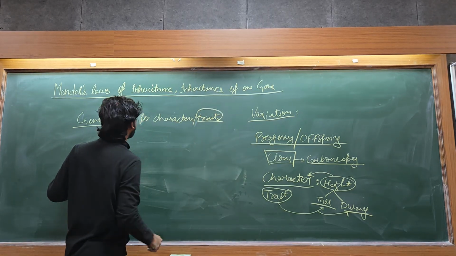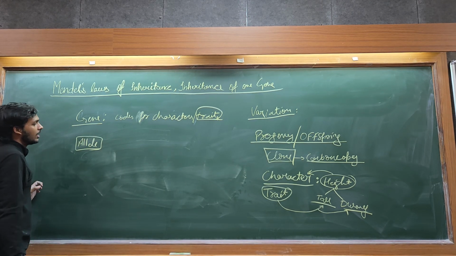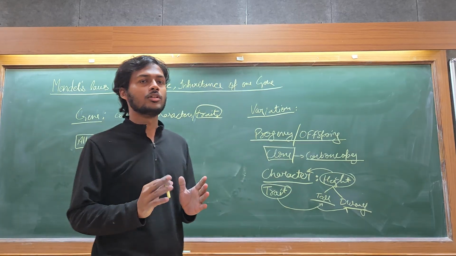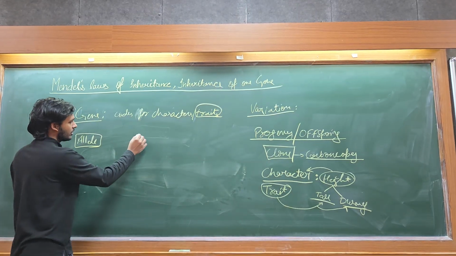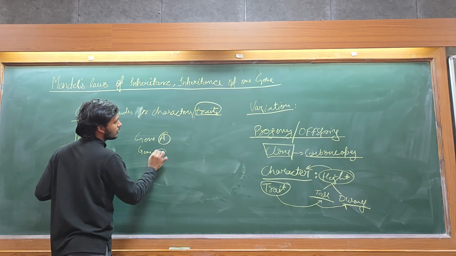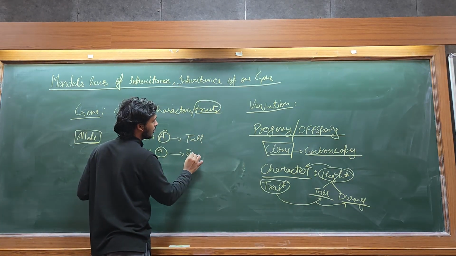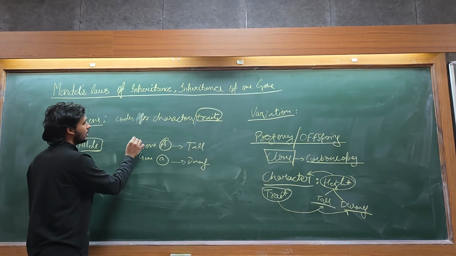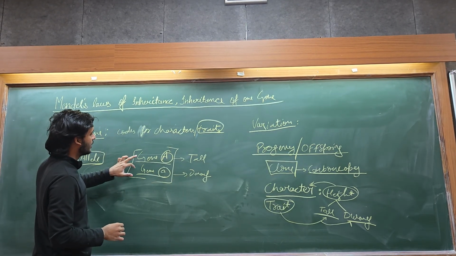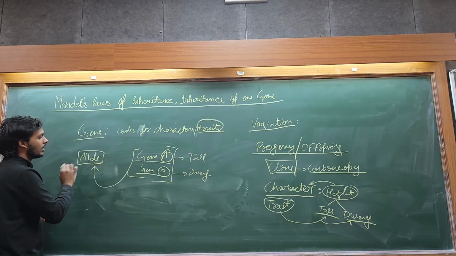And what is an allele? An allele is the alternative or contrasting pair of genes. Suppose there is a gene capital A, responsible for tallness, and a gene small a, responsible for dwarfness. They are both genes, but they are alternative and contrasting to each other. That is why they have been given a special name, allele.